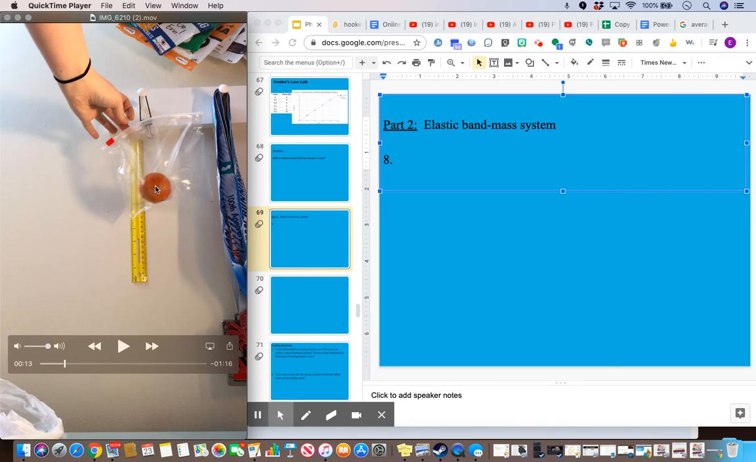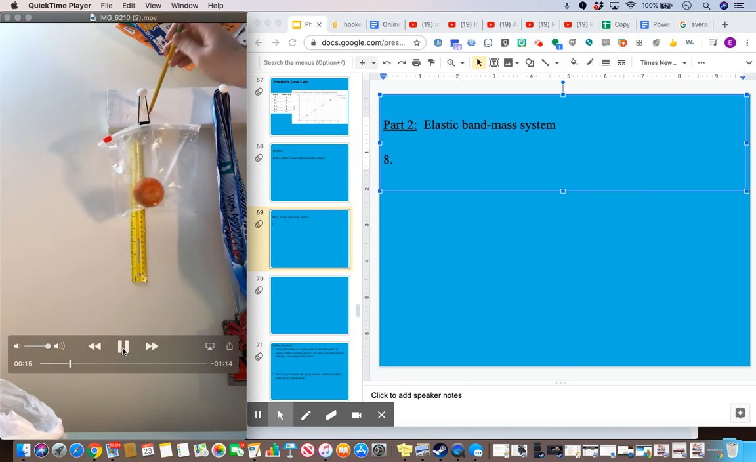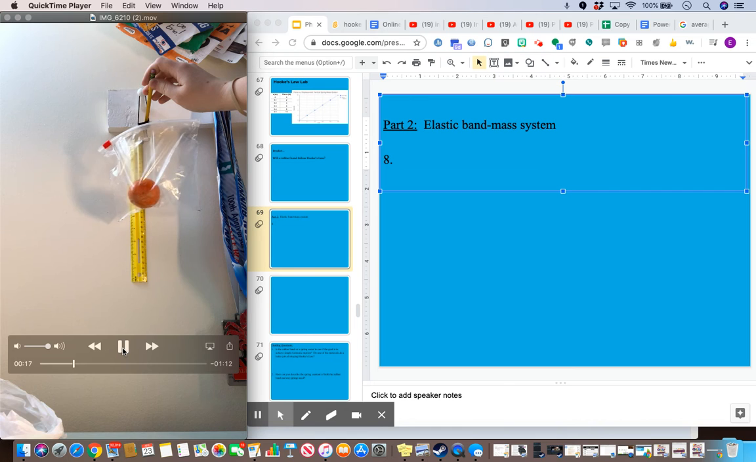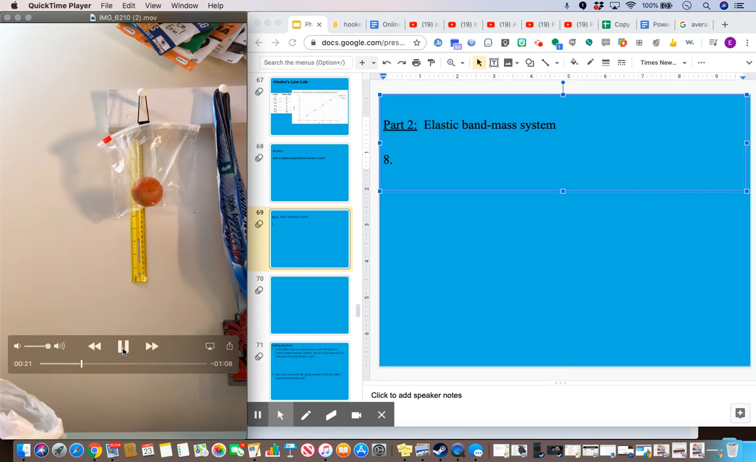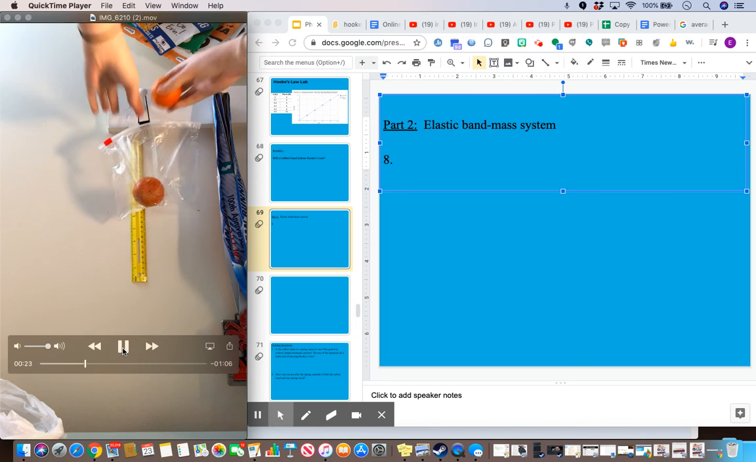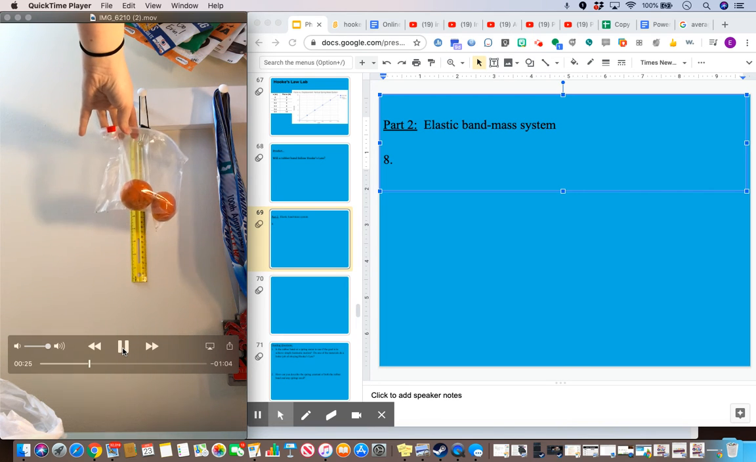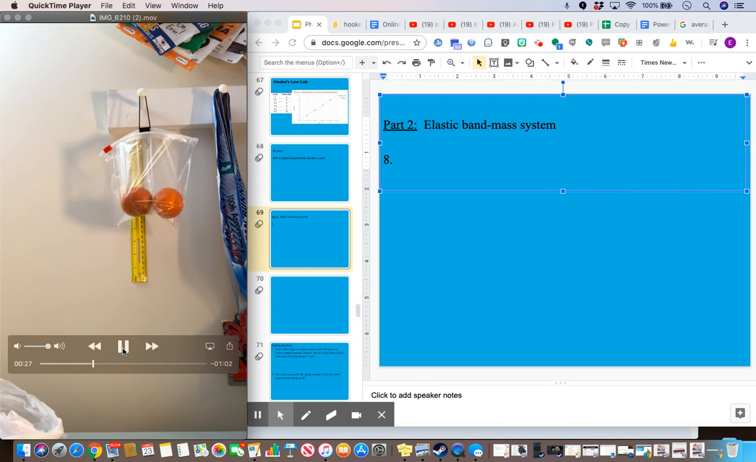I then add 1 clementine and measure the stretch distance. Again, I use that pencil to see how far the bottom of that hair tie has stretched. My first data point, I got 0.8 centimeters. I'm then going to add 2 clementines. My hair tie now stretches to 2.6 centimeters.